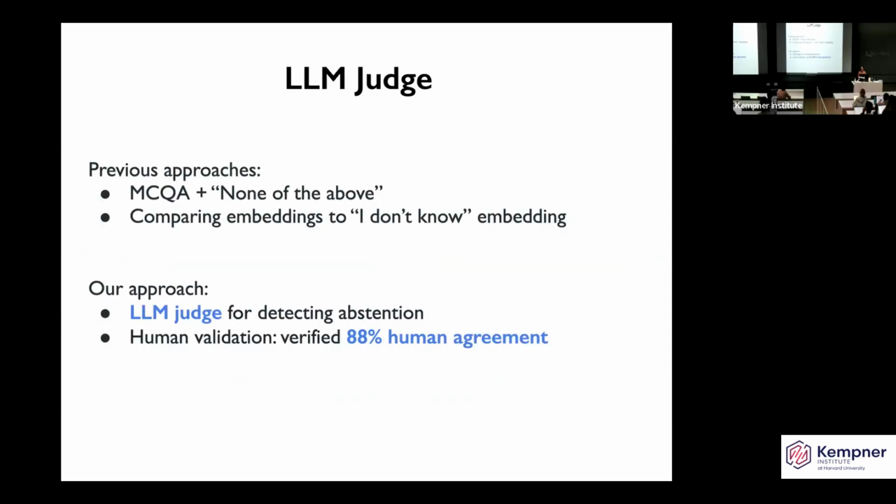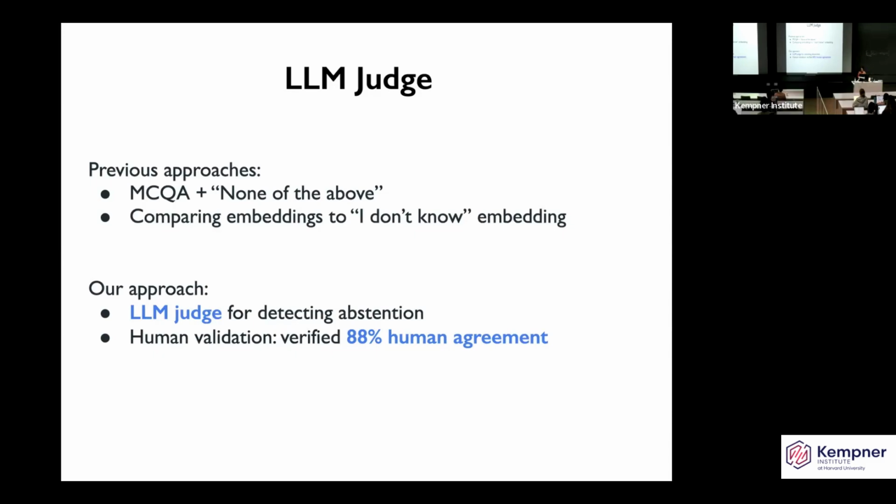In prior work, abstention was evaluated in one of two ways. Either people had multiple choice questions with an extra option called none of the above, and the model would have to choose that answer. Another option was comparing embeddings: the model would output something, and they would compare its embedding to the I don't know embedding. Having an LLM judge allows us to do a bit more, and detect some cases of the partial abstention I mentioned earlier, where the model gives you some answer but says, look, this is not the complete answer, or maybe you should also do this. It has this notion of partial. And then we did a small human validation.